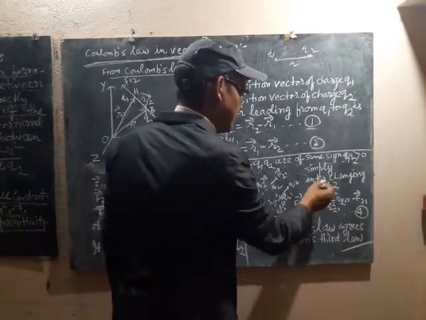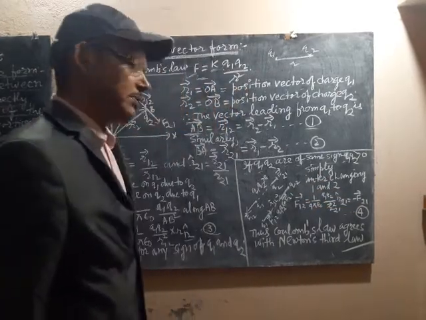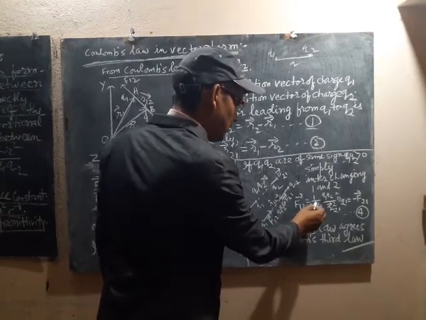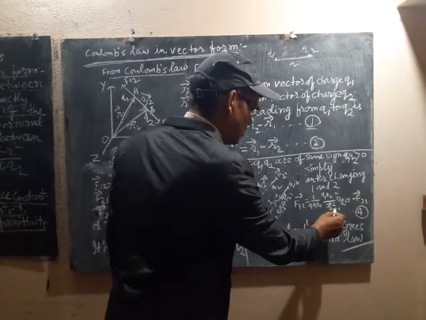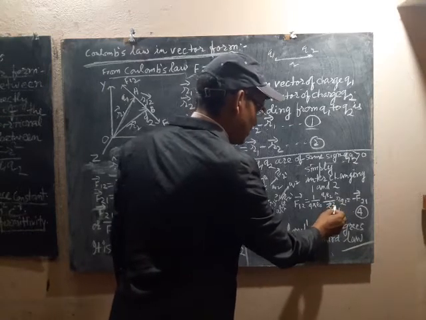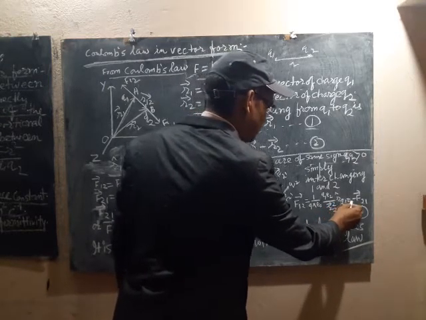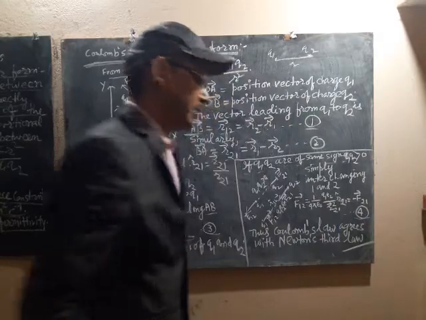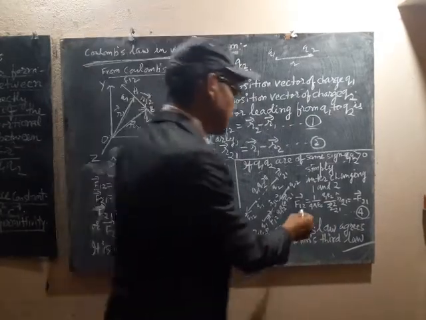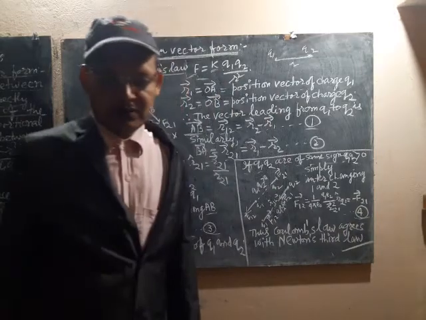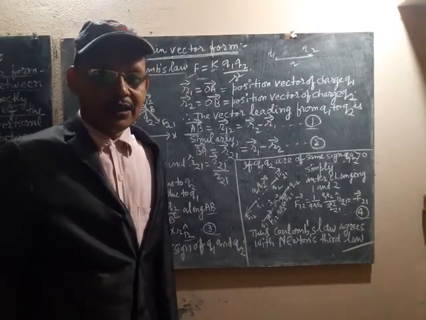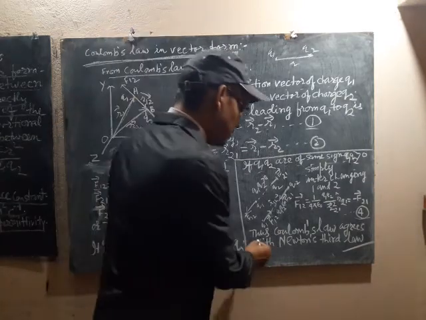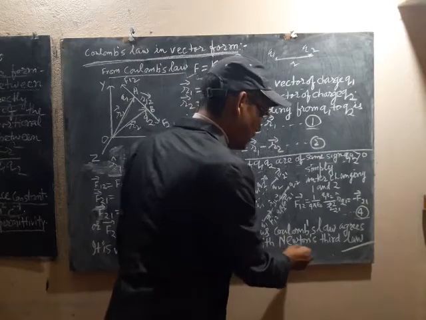Now simply interchanging 1 and 2, you have to change 1 and 2 here. What will you get? F12 is equal to 1 by 4 pi epsilon 0 Q1 Q2 by R21 whole square, R21 cap, which is equal to minus F21. That is equation 4. What are you observing here? F12 is equal to minus F21. Every action has an equal and opposite reaction. You know this is Newton's third law. This Coulomb's law agrees with Newton's third law.